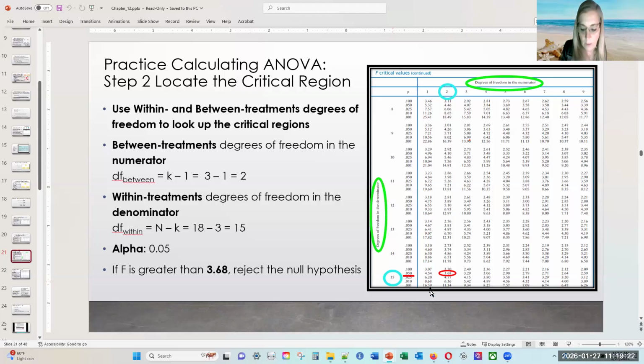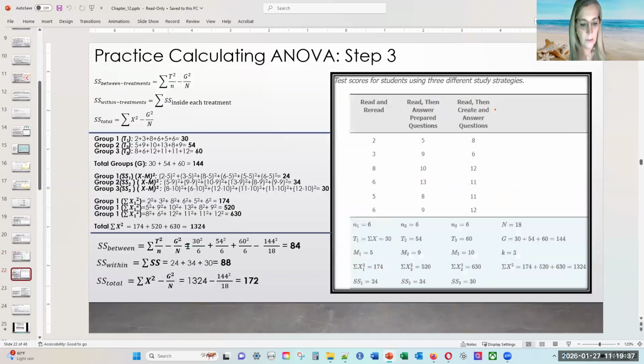So our critical value is 3.68 if we're using a 0.05 level. All right, we've underlined it there. So if our F statistic is greater than that, we can reject the null hypothesis.